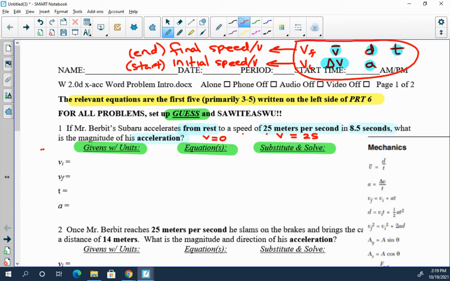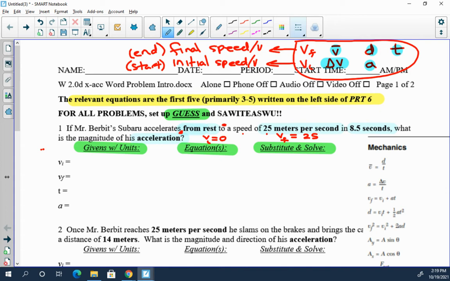How do you know this? This actually comes down to basic English. From rest to the speed of 25. From indicates that's how it started. So this V is in fact VI. To indicates how it ends. So this V is in fact VF.